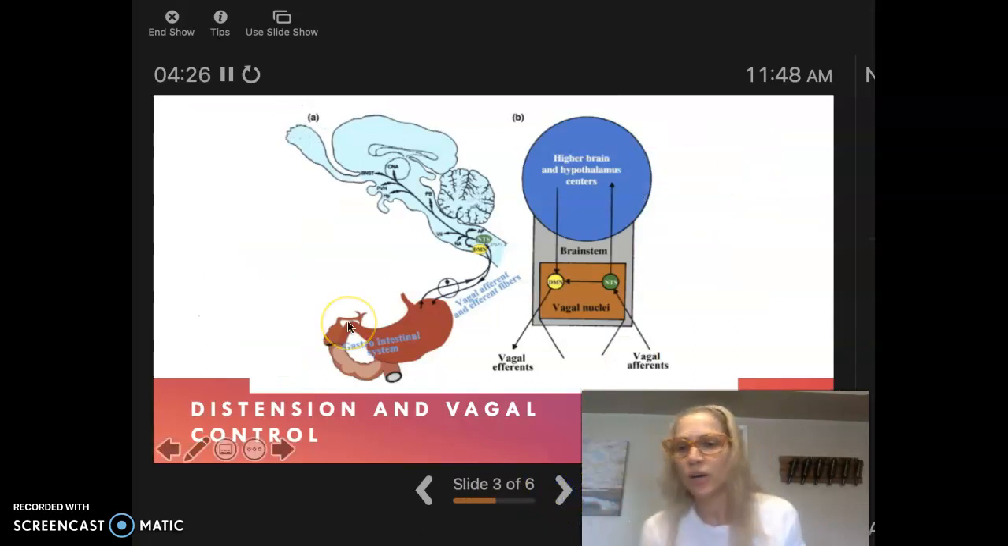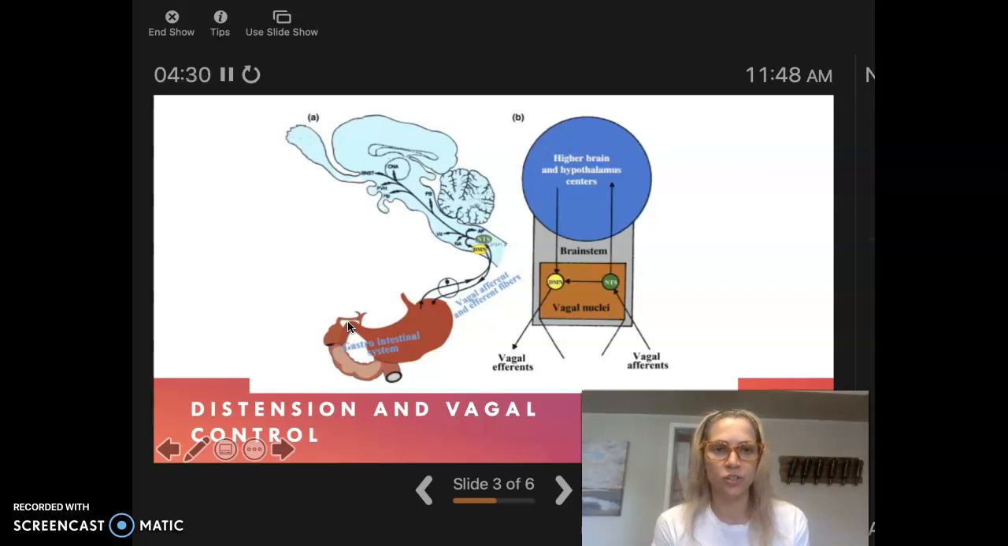Okay, so distension and the vagal control. In the gastric phase, distension or stretching activates the vasovagal reflex, which activates an afferent pathway, which in turn stimulates the efferent response in the dorsal nucleus of the vagus nerve. The vagus nerve is in the medulla and signals acid secretion. 2/3 of the secretion happens in this gastric phase. The secretion comes from different cells in the stomach, which we're going to take a look at next.